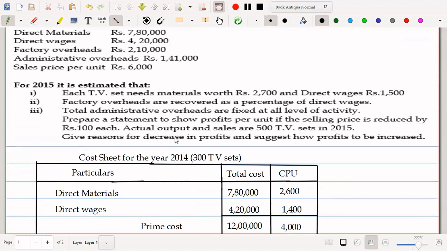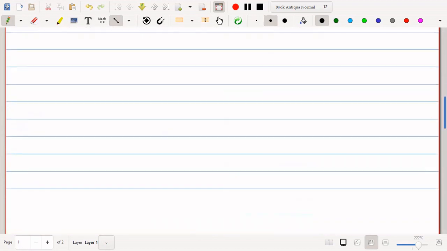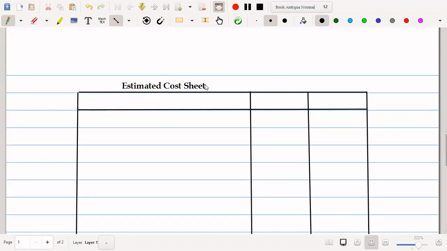So in the estimated cost sheet, in the year 2015, 500 TV sets instead of 300, we had to take 500 TV sets. The information given is materials and direct wages per TV set, that is per unit, 2700 and 1500. Whatever other information is given, we will see as we go. Next we will move on to the estimated cost sheet for the year 2015. So how many TV sets were produced here? They were produced 500 TV sets.